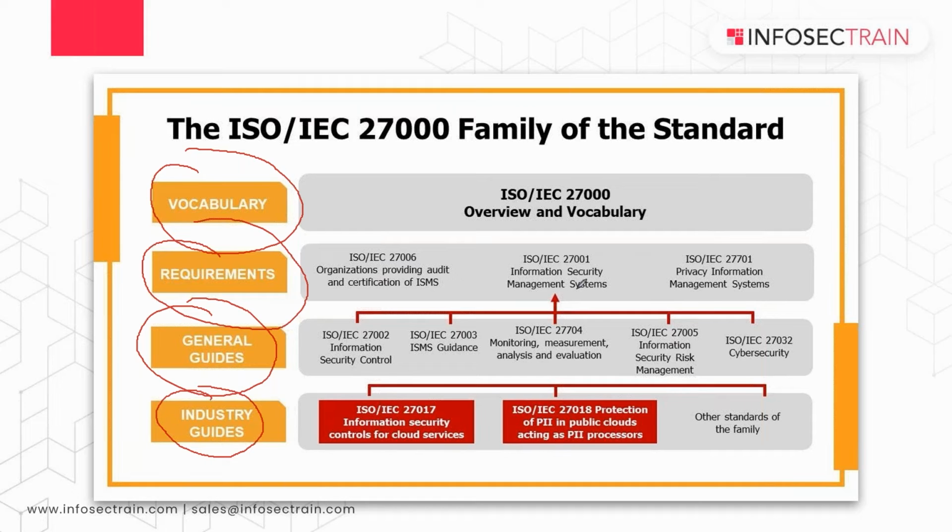Okay, next we have the guidance standards. We have 27002, which talks about implementation. Then we have 27004, which talks about guiding and monitoring, measuring and analysis. The 27005 series talks about information security risk. The 27006 series is again a guidance standard talking about an ISMS. So these are your industry guide.